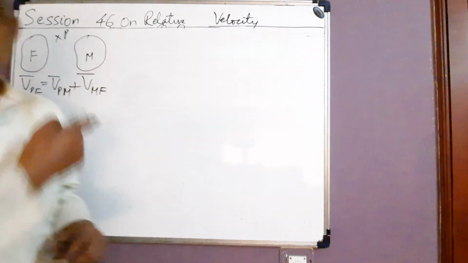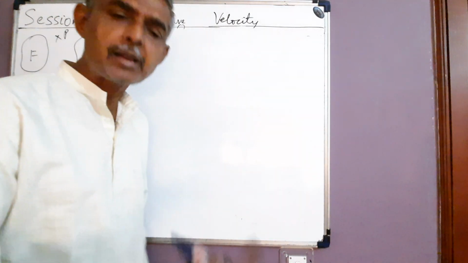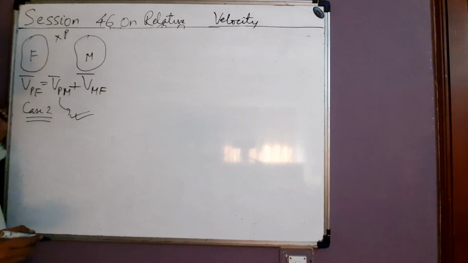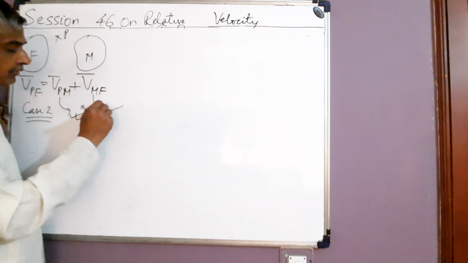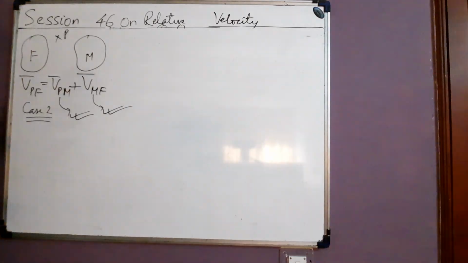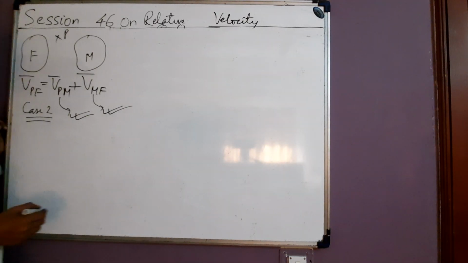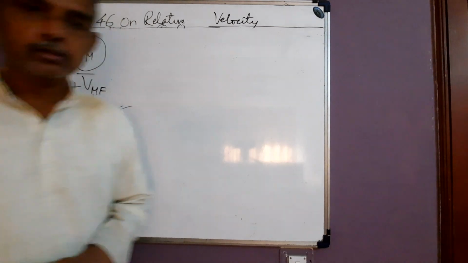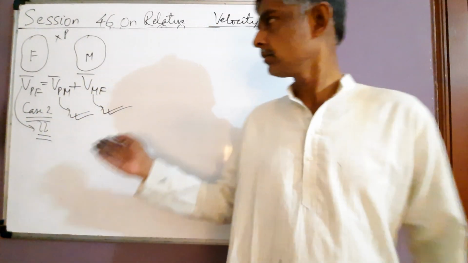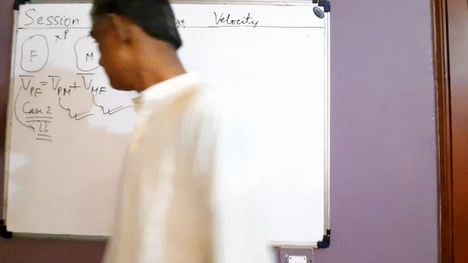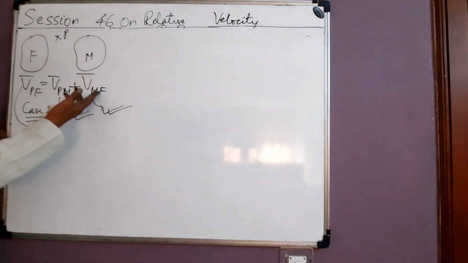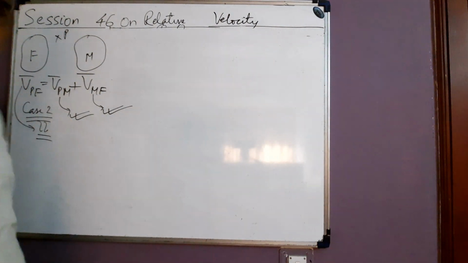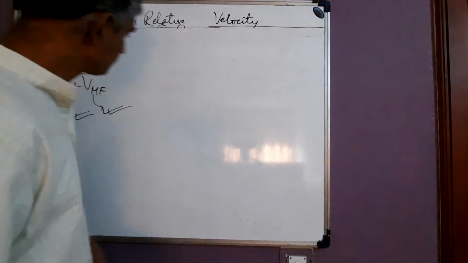Now in case 2 problems, you can refer to the 40th session video, you will get the details, but still I'm stating it here also. In case 2, VPM is known completely in magnitude and direction both. VMF is also known completely in magnitude and direction both. The problem will revolve around finding this VPF in magnitude and direction both. So this is case 2. In this it's just simple addition. If you add these two velocities, we get VPF, and once VPF is known, the problem is then easily solved.